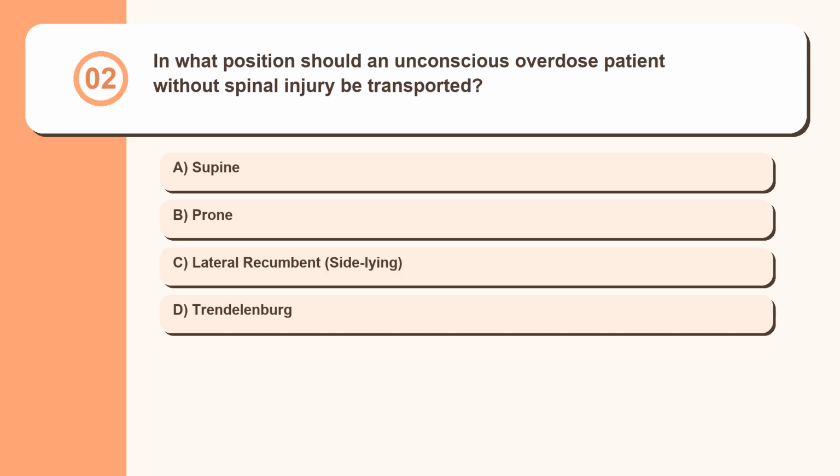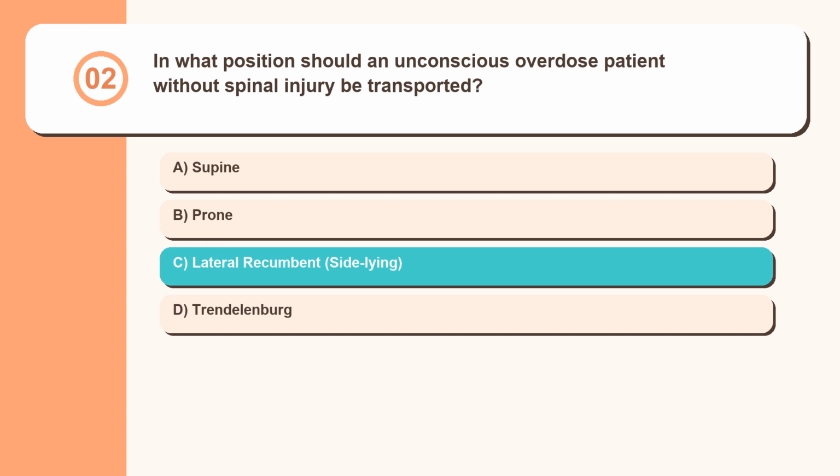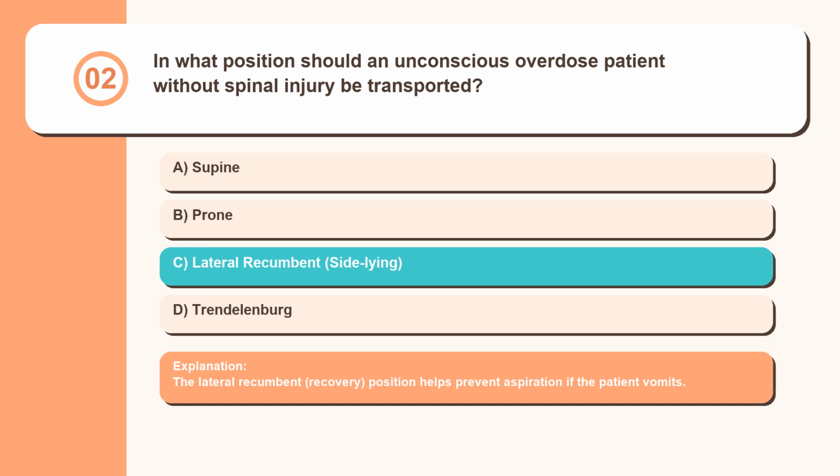Question 2. In what position should an unconscious overdose patient without spinal injury be transported? Supine, prone, lateral recumbent, side-lying, Trendelenburg. The lateral recumbent, recovery, position helps prevent aspiration if the patient vomits.